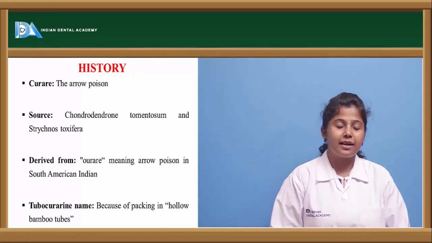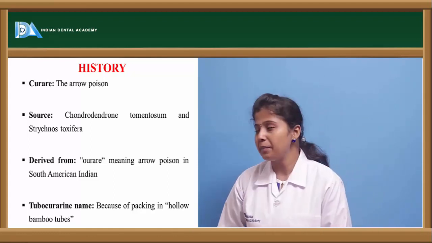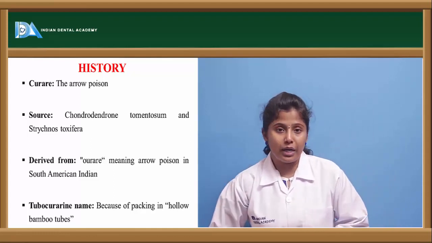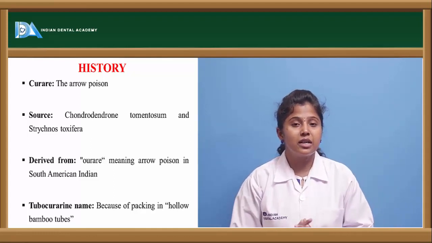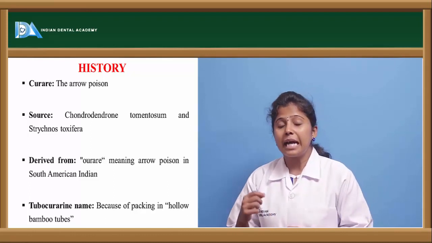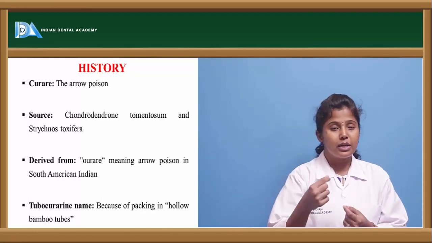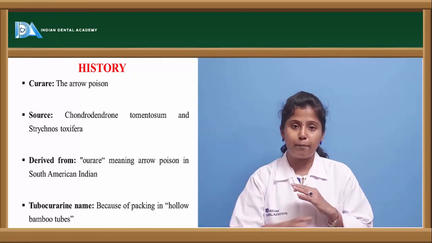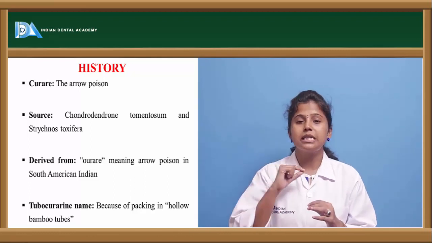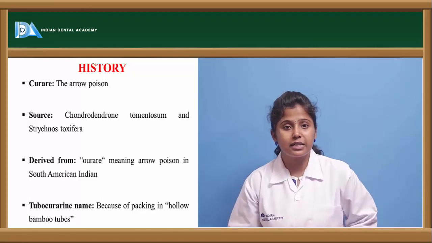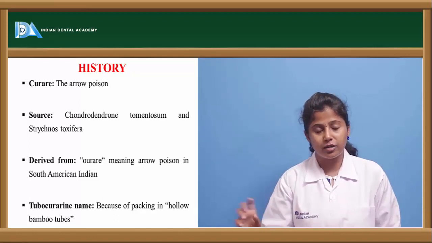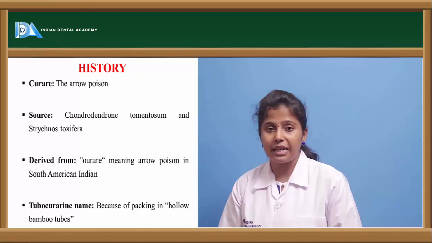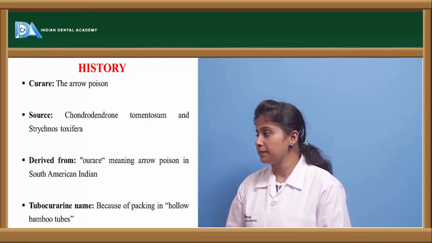So it is mainly derived by the South American people from the word aurare. And tubocurarine is the name given because the arrow poison is put on the arrow, and it is blown through a hollow bamboo stick. In the hollow bamboo stick, this arrow is kept and it is blown. That is the reason for the tube-like structure, and curarine. So that is the reason the drug is given as D-tubocurarine.